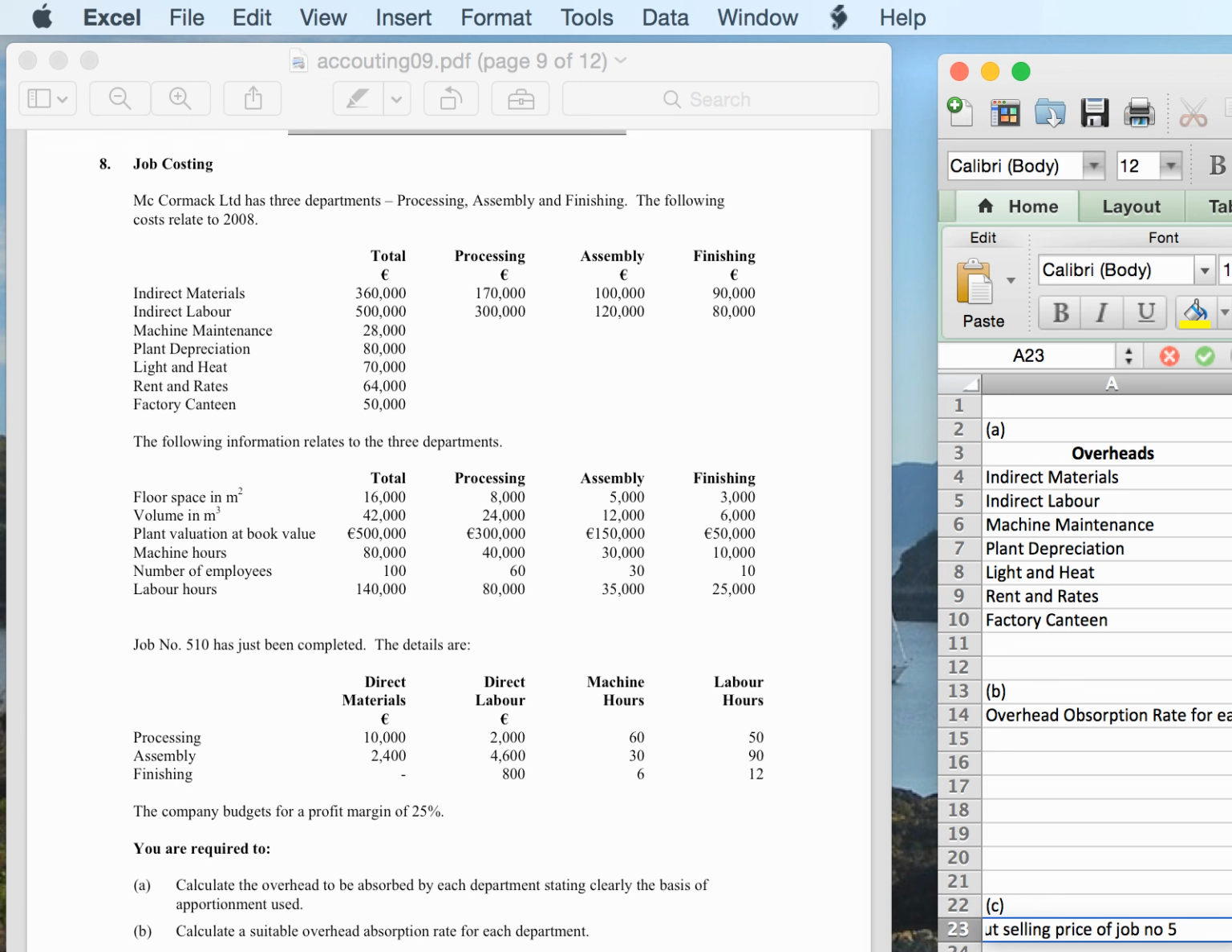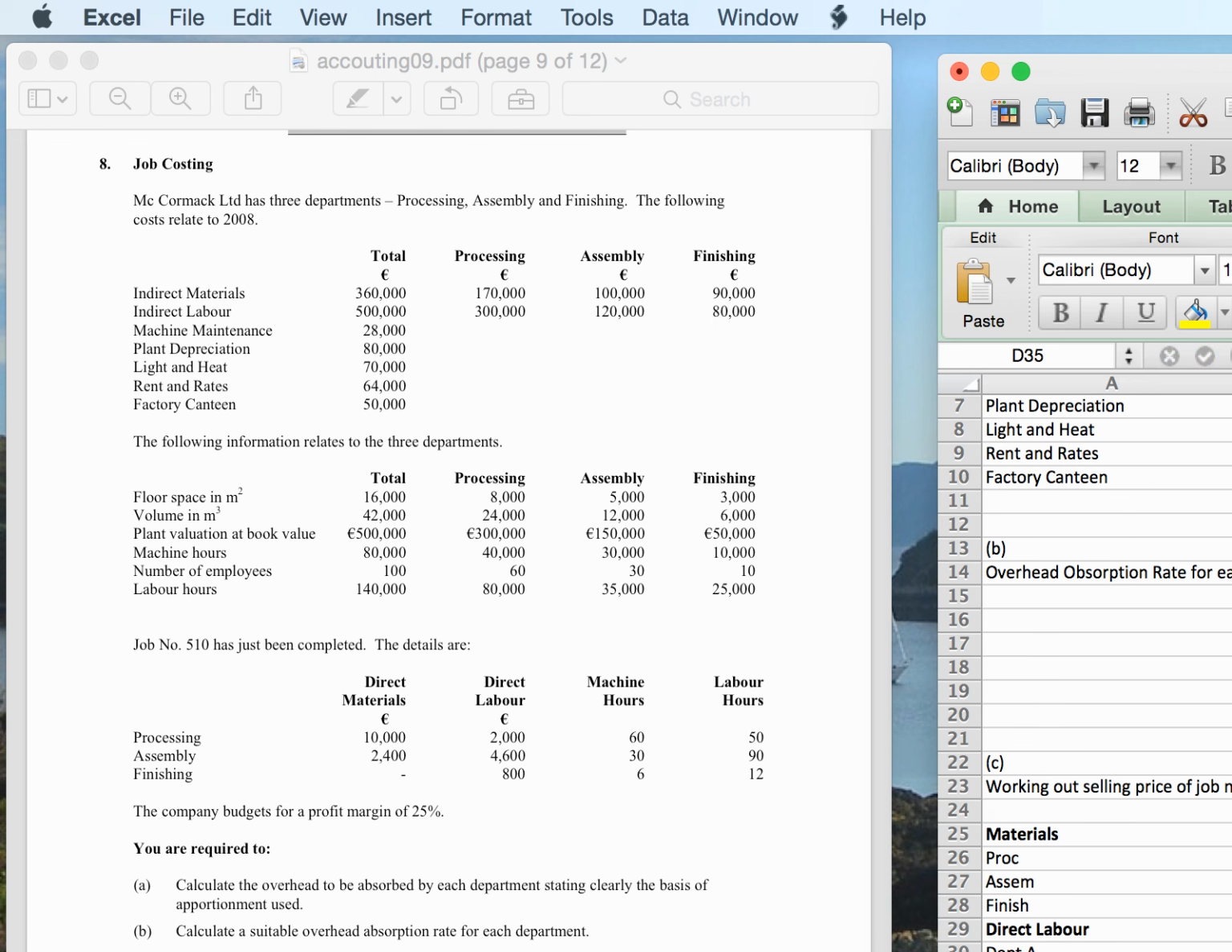Okay, so we're working out the selling price of job number 510. So we have processing, assembly, and finishing. So the number of materials, am I given it? Yes, I'm given the materials. I don't need to do any calculations here. So the amount of materials, we have 10,000 and 2,400 in the assembly department, and 0 in the last department. So that's going to be 12,400 is the total amount of materials.